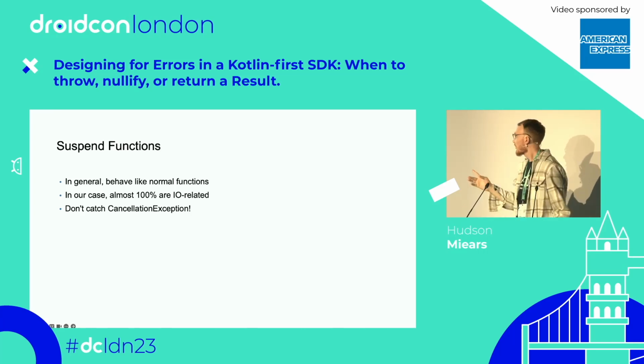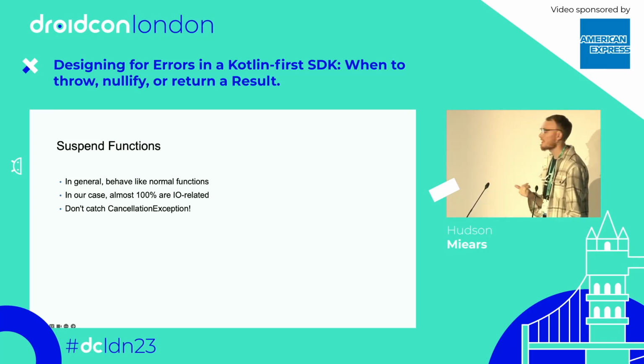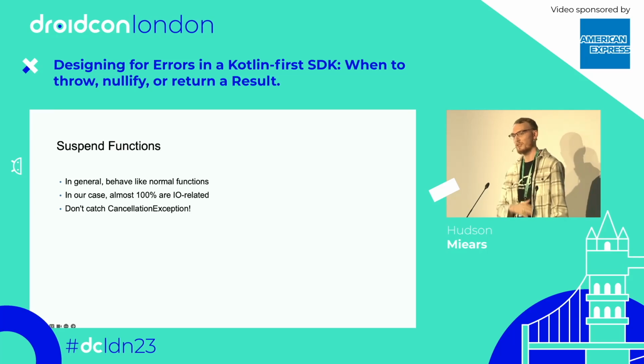But what's important to note here is if you are catching exceptions from inside of your suspend functions, you need to make sure that you don't catch cancellation exceptions, because then you'll just completely destroy structured concurrency.